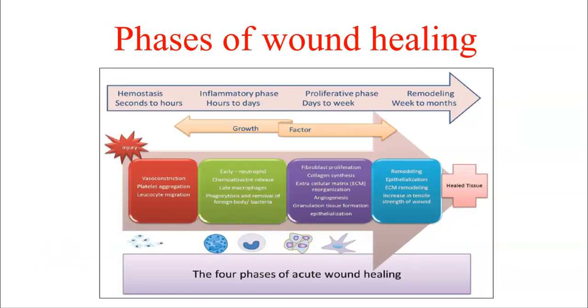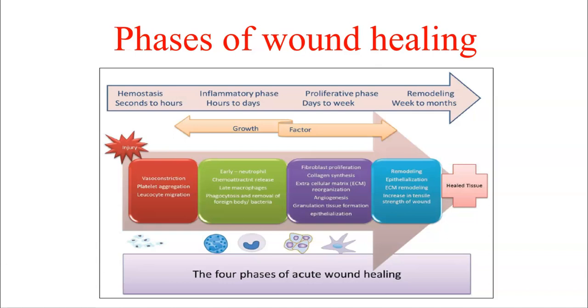So next we discuss about the phases of wound healing. There are three different phases in the wound healing process. The first one is the inflammatory phase. It starts immediately after injury and lasts for about 3 to 5 days. Blood vessels at the wound site constrict to minimize bleeding, followed by vasodilation to increase blood flow, delivering immune cells and nutrients to the area.